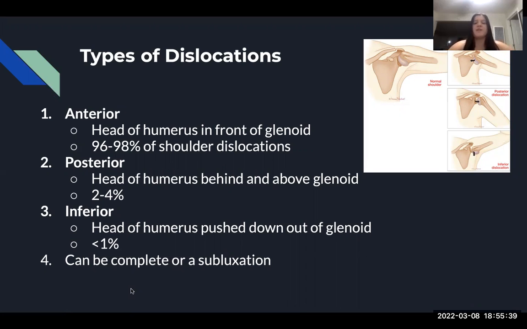In the inferior dislocation, the head of the humerus is pushed down out of the glenoid, and they're pretty rare, but they usually occur when there's a hyperabduction or there's axial loading on an abducted arm. And all these dislocations can be complete or a subluxation, and it's also pretty likely that you're going to dislocate your shoulder again after the first dislocation.